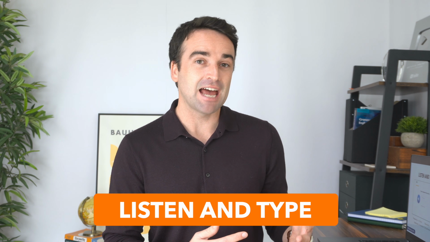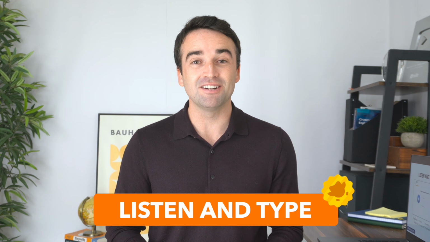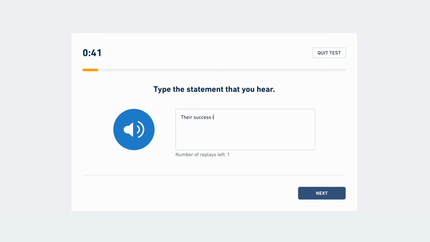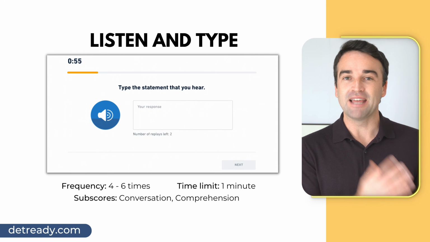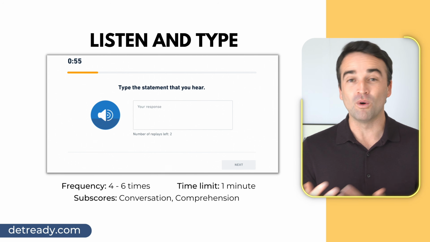Hi friends, today we're going to take a look at the listen and type question type on the Duolingo English test. It's the dictation one and it looks like this on the exam. And when you take the Duolingo English test, you'll get this question type around 4 or 6 times.